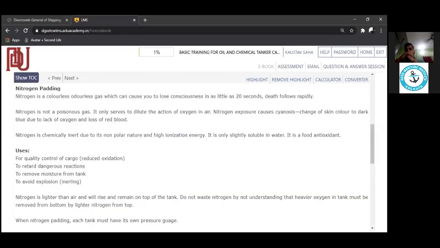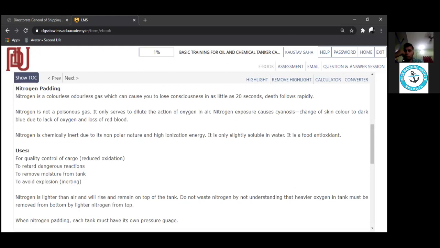So basically, padding or inerting will depend on which gas we are using, depending on the purity of the cargo. More pure cargo, more pure padding or inert gas. These details are already there in previous inert gas and nitrogen generator videos you can see. So nitrogen is colorless, odorless, and even in 20 seconds it can make you unconscious. It's not poisonous, but because of lack of oxygen you become unconscious, so you have to be very careful while handling the inert gas and this nitrogen. And there's no odor also, so you will not be able to identify it.